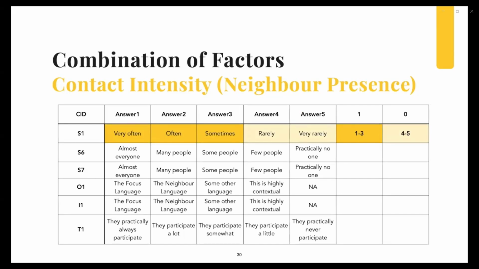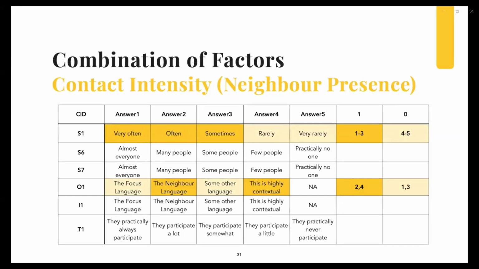The other set of answers, say the question of which language is typically spoken in this domain. If the neighbor language is spoken, or if it's a highly contextual answer where the neighbor language is perhaps spoken sometimes or in code switching, well, we say that's an instance of yes, a score of 1, meaning that neighbor presence is present. And if the answer is, well, the focus language or some other language is spoken, we say the neighbor language isn't spoken much in this domain, so give it a score of 0. And so you can binarize things like this.